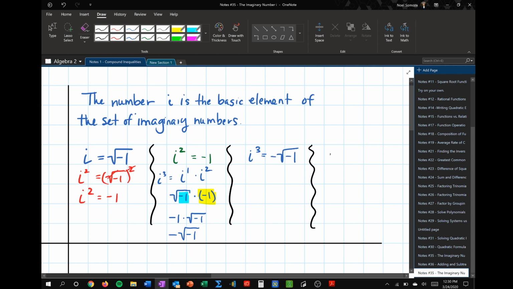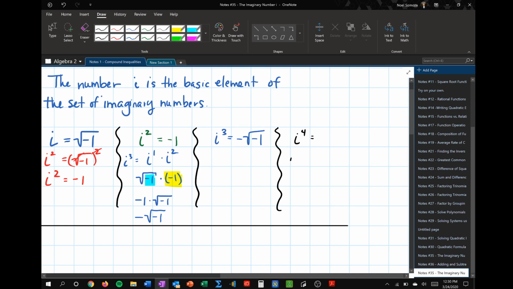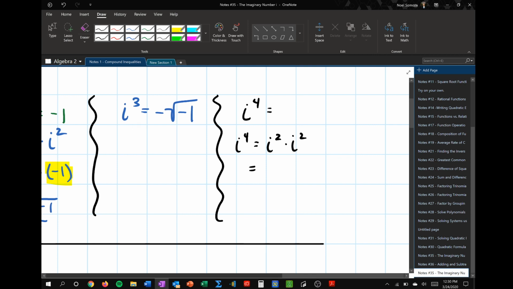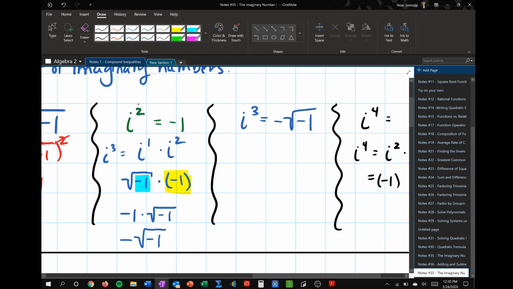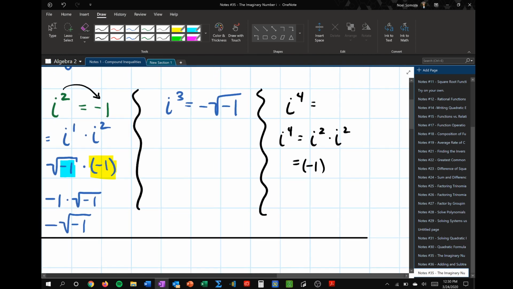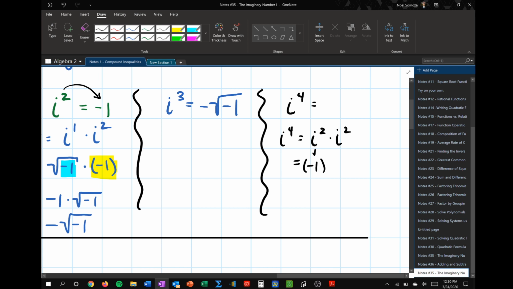So if we were to try now i to the fourth, would you agree with me that i to the fourth is the same thing as saying i squared times i squared? Because in this case, i to the second power, isn't that negative 1? We're getting that from over here, that i squared is equal to negative 1. And then I have i squared again, so this becomes negative 1 again. So now I have a product of negative 1 times negative 1, which is positive 1. So now i to the fourth is actually equal to positive 1.